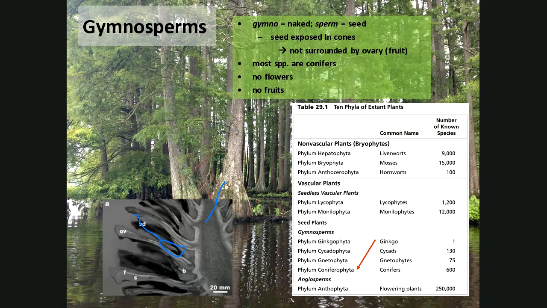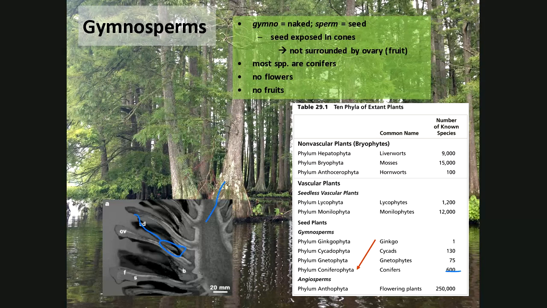All right, so we've got naked seeds, no fruit. Most of these species are conifers. The biggest group of gymnosperms are conifers, and those are the pine trees. And there's a couple of other smaller groups. But the big thing here so far is we haven't got to flowers and we haven't got to fruits. We'll talk about those when we do get to the angiosperms. So we've got about 600 species of conifers, about maybe 800 total species of gymnosperms.